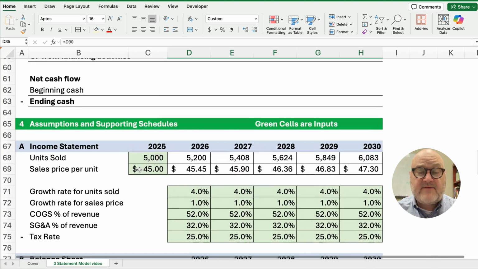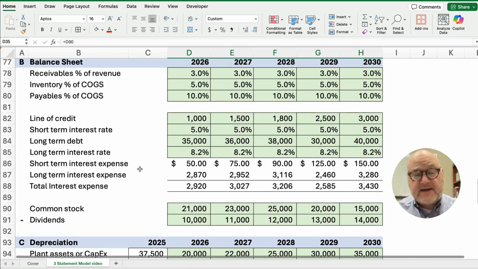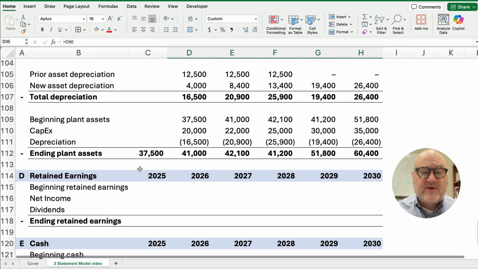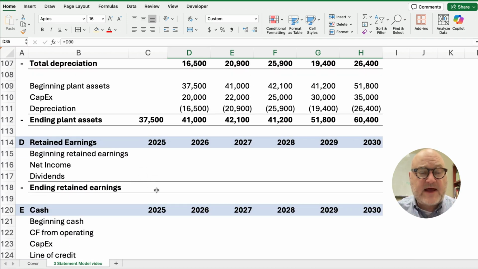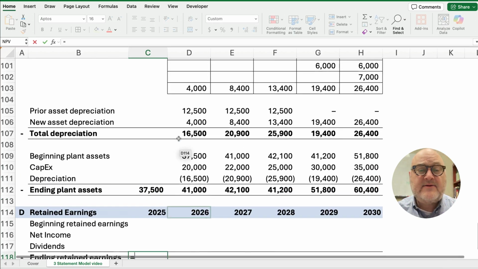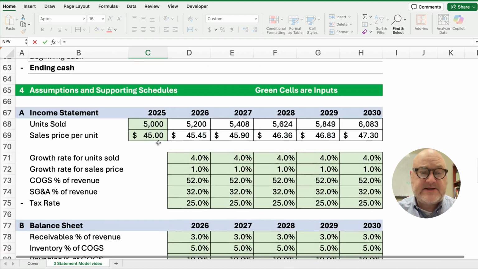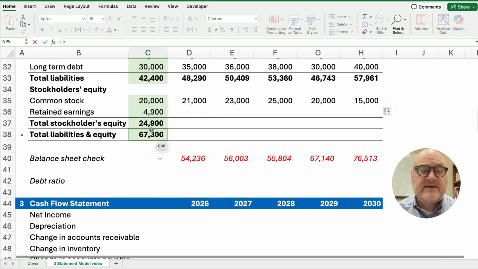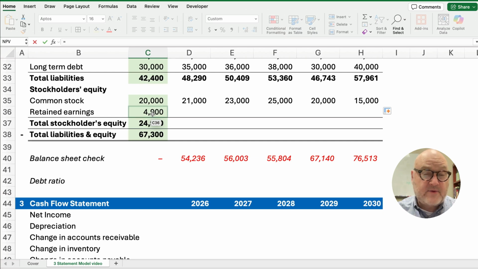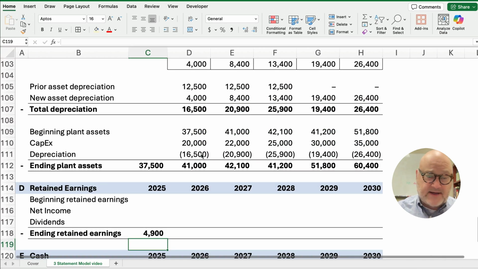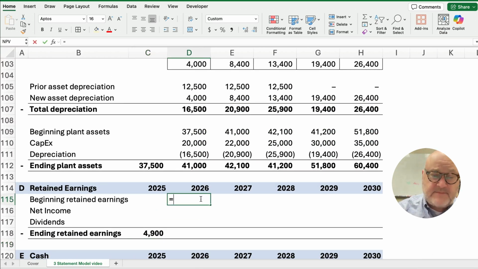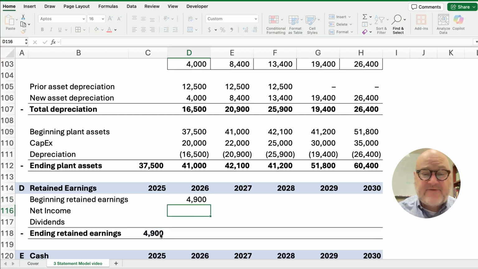So down here we have another section. We have our income statement, balance sheet, we have our depreciation, we have retained earnings. So let's do some calculation on retained earnings. The ending retained earnings is going to be on our balance sheet, and it is going to be the 4,900. Remember that number, 4,900? We had to make our balance sheet balance. By the way, our balance sheet is not balancing right now. We know that, so we're not finished with it, but that check is running and making sure we know what's going on. So 4,900 is our beginning for the next year.